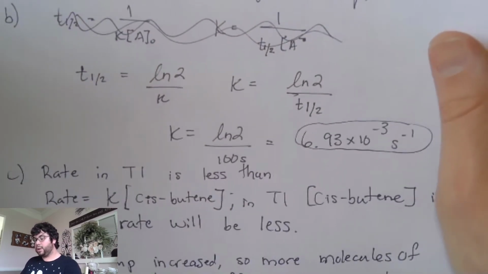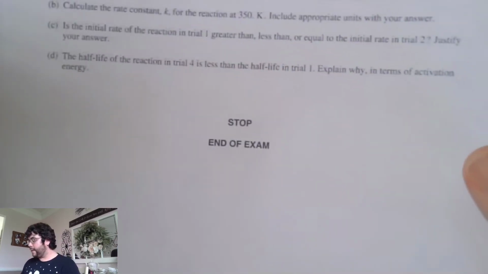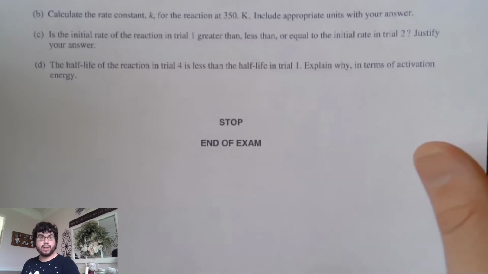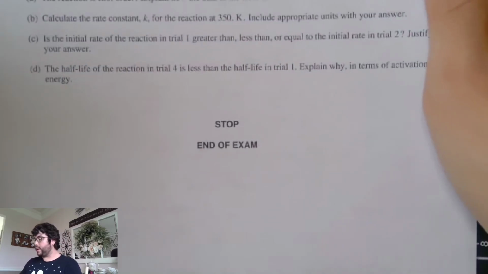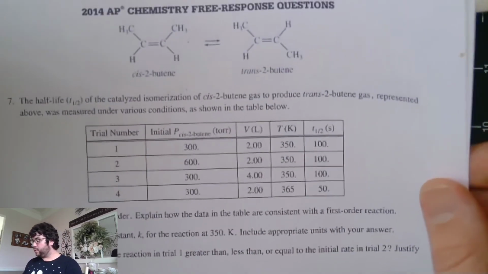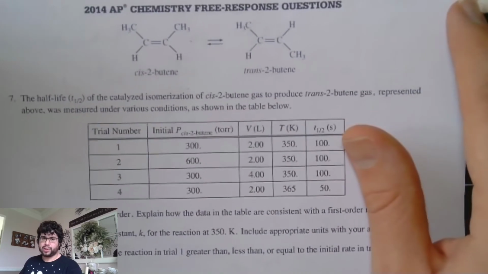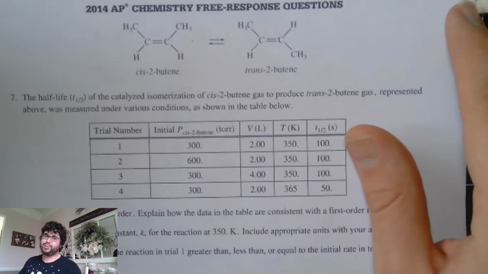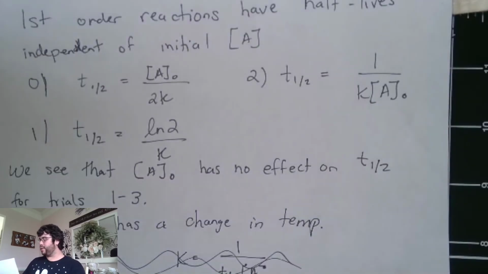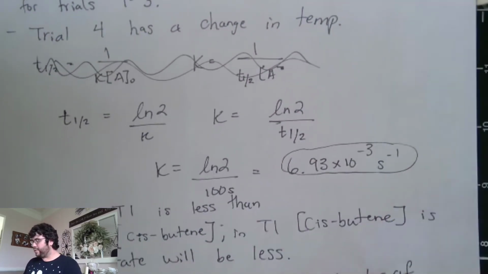Question C. Is the initial rate of the reaction in trial 1 greater than, less than, or equal to the initial rate in trial 2? Justify your answer. Now, this is kind of a confusing question because it's like, well, how is rate going to be connected to concentration or partial pressure? And it's really easy. It's actually not too bad. It seems so weird.